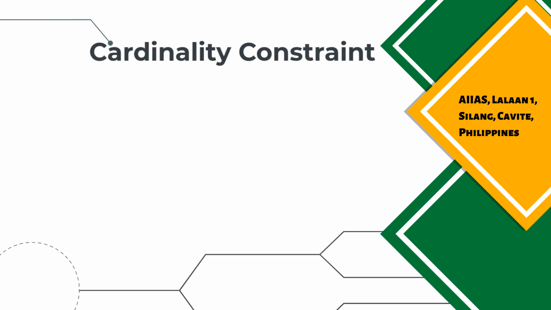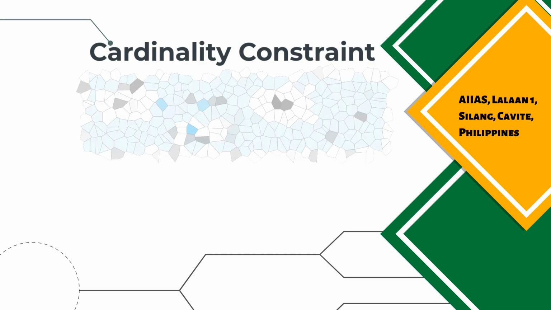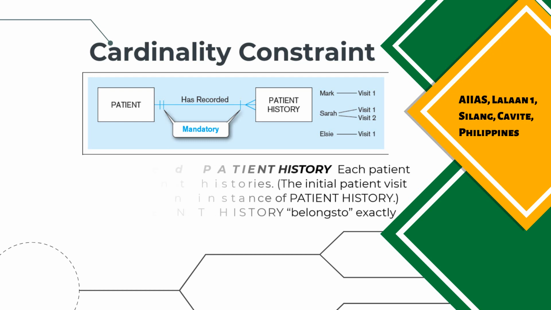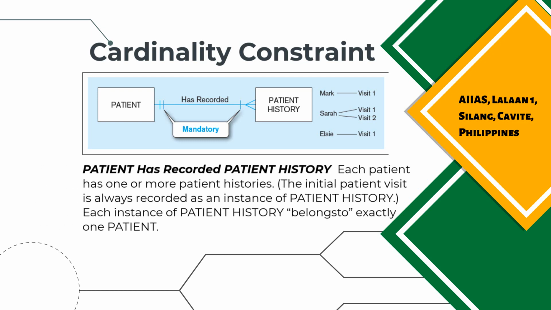So let's move on. Let me show you the first example. It is called mandatory cardinalities. This figure comes with a business rule. The business rule states that patient has recorded patient history. Each patient has one or more patient history. The initial patient visit is always recorded as an instance of patient history. Each instance of patient history belongs to exactly one patient.